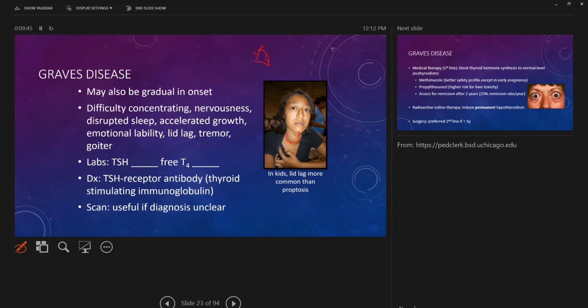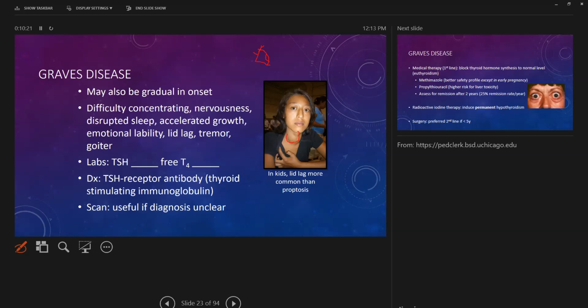So it may also be gradual at the onset. Graves' disease, it's not like one day they're just gonna go nuts. It kind of takes time. The signs and symptoms are vague: difficulty concentrating, nervousness, disrupted sleep, accelerated growth, emotional lability, lid lag, tremor, and goiter. The problem is that lid lag, tremor, and goiter usually present late. So these vague symptoms present earlier, which makes it difficult to diagnose.